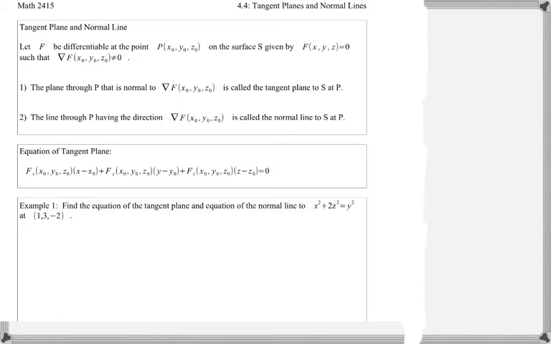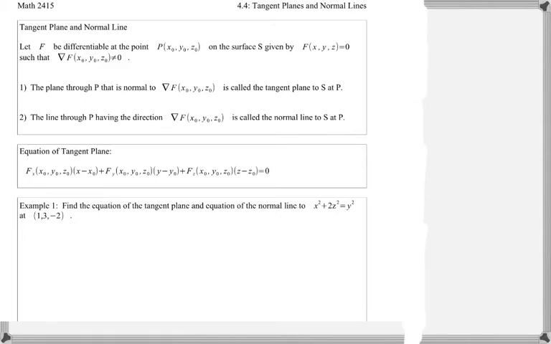One, the plane through p that is normal to the gradient of f at x naught, y naught, z naught is called the tangent plane to the surface S at point P. And the second thing is the line through P having the direction vector as the gradient of f evaluated at x naught, y naught, z naught is called the normal line to S at P.